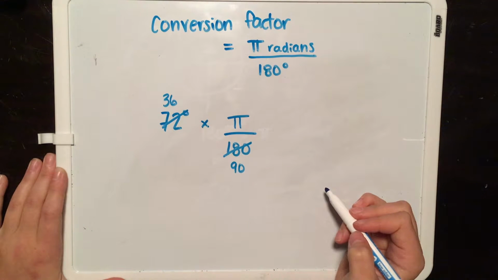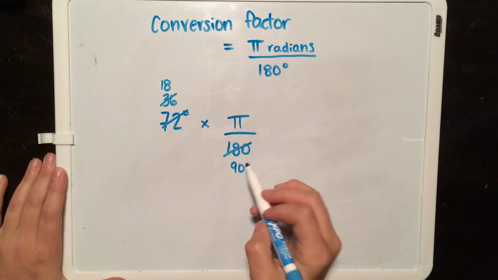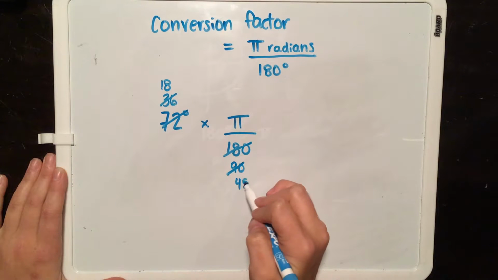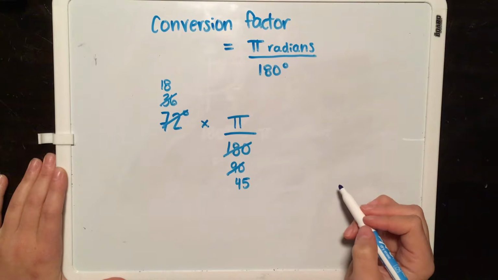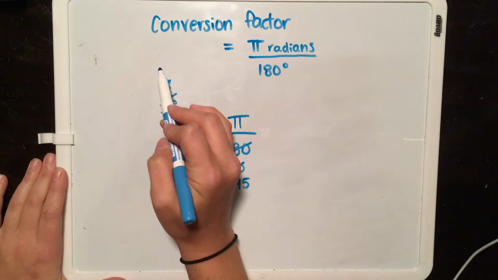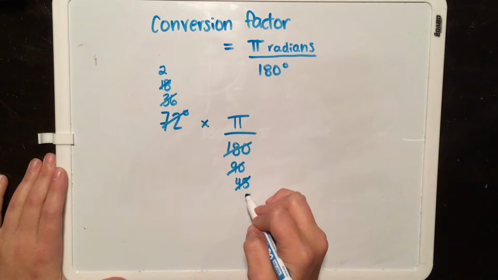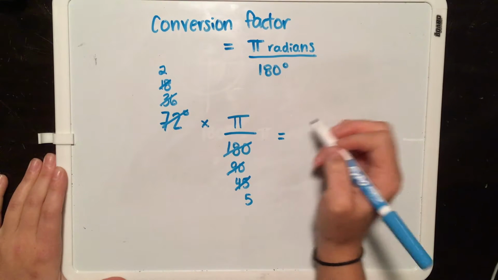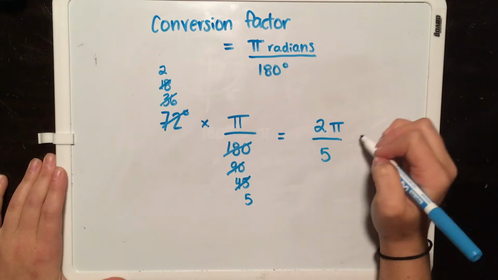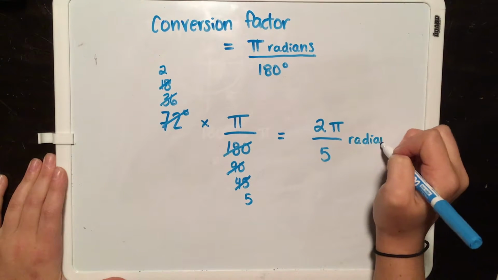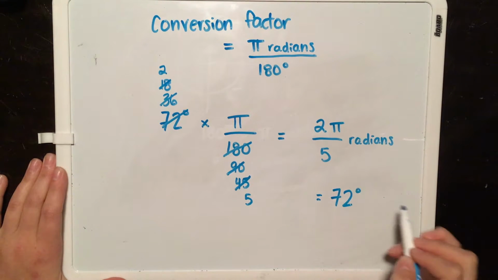We could also divide by 2 again. 18 on top, 45 on the bottom, and both 18 and 45 are divisible by 9. So the 18 divided by 9 is 2, and the 45 divided by 9 is 5, and that's irreducible. So our answer is 2 pi over 5 radians. And this is equivalent to 72 degrees.